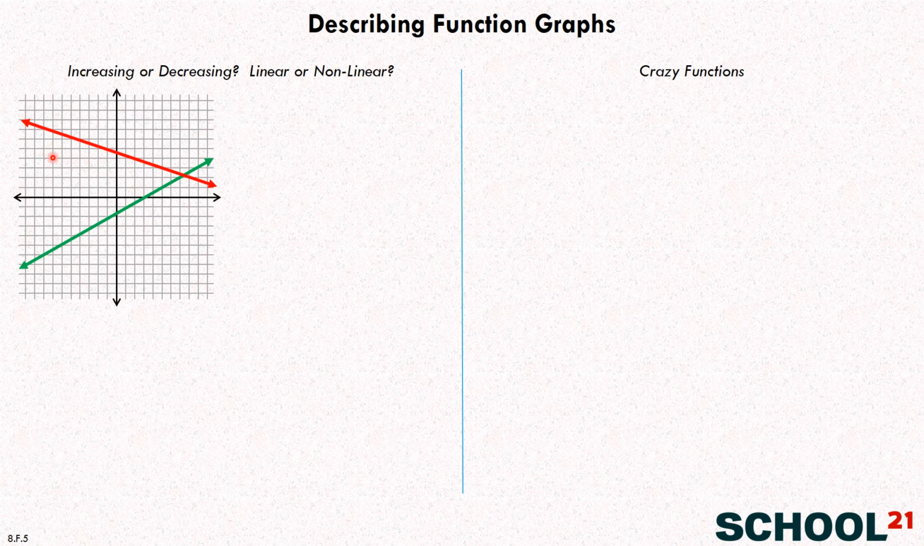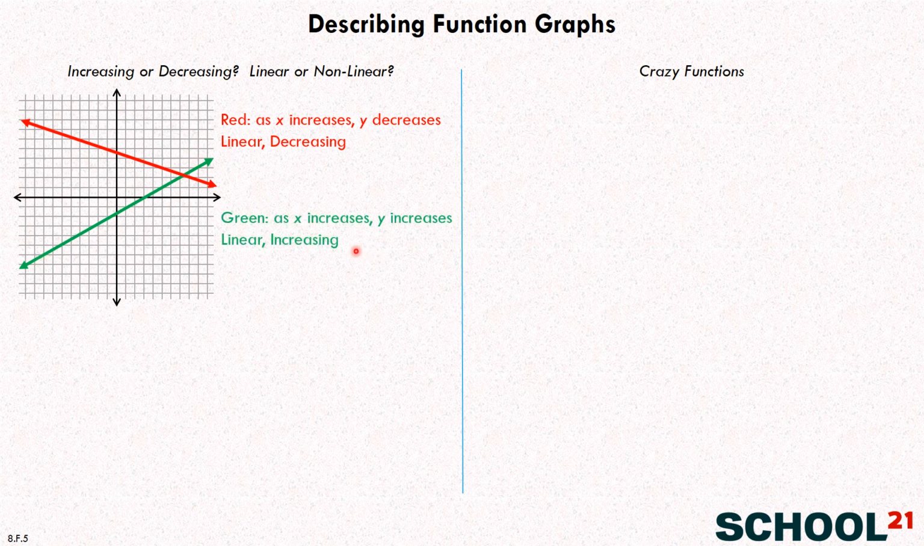So for the red line, you can see as x gets bigger, y gets smaller. The y value gets less and less, and this line is slanting down. So we would describe the red line as linear and decreasing. As x increases, y is decreasing. Now the green line is opposite. As x is increasing going this direction, the y value is getting bigger and bigger. The line is slanting up. So it's also a linear function, but we call it linear increasing because as x increases, y increases.